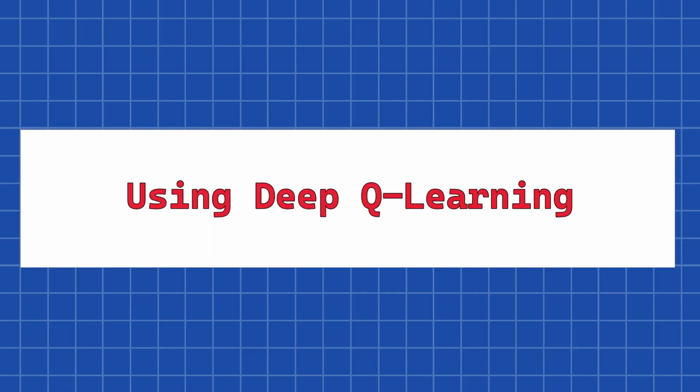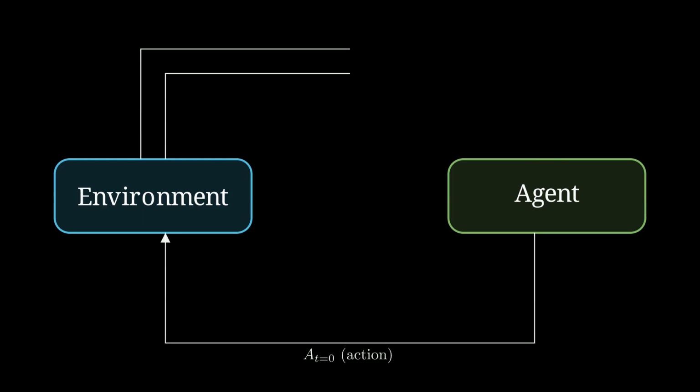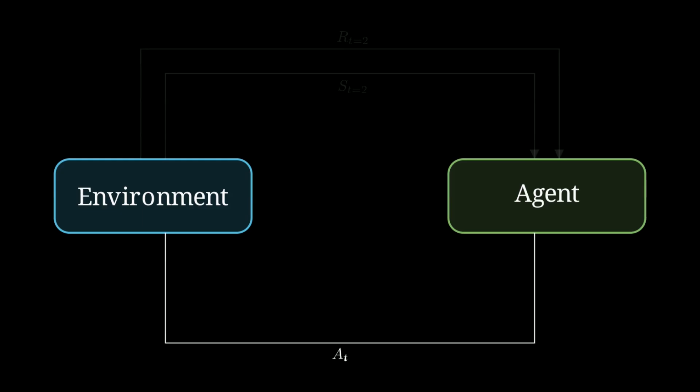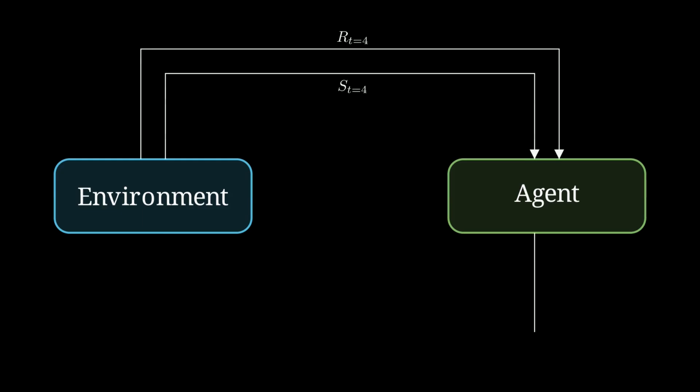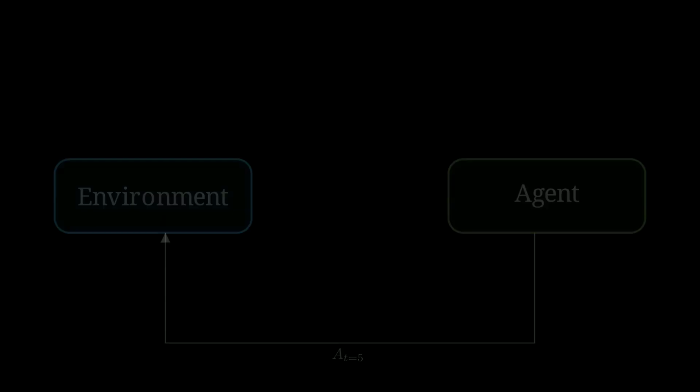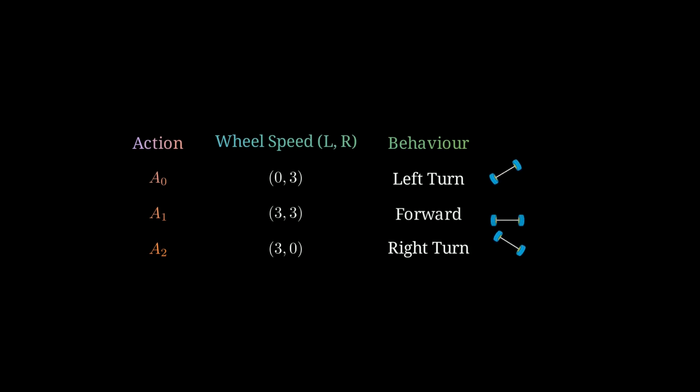For my first attempt, I decided to keep the robot's choices as simple as possible. At any given moment, it can only pick from one of three predefined actions. To make a turn, one wheel moves forward while the other stops moving. To go straight, both wheels move forward together. I just chose a maximum speed of 3 for each wheel.